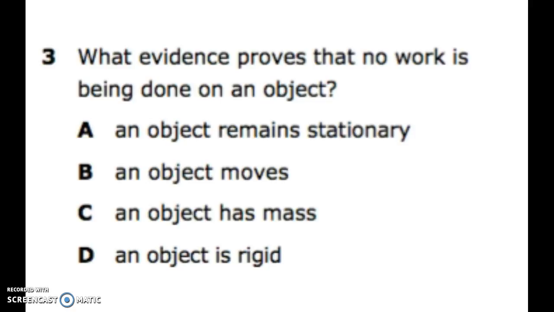Number 3. What evidence proves that no work is being done on an object? A. An object remains stationary. That means stays in place. B. An object moves. C. An object has mass. And D. An object is rigid.